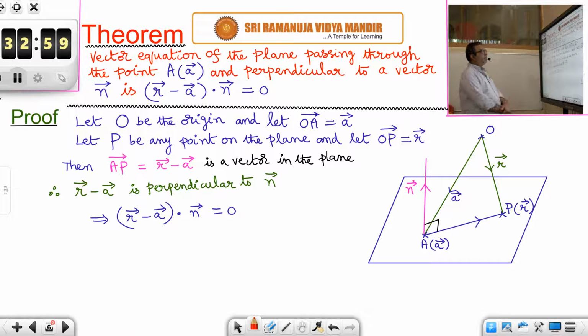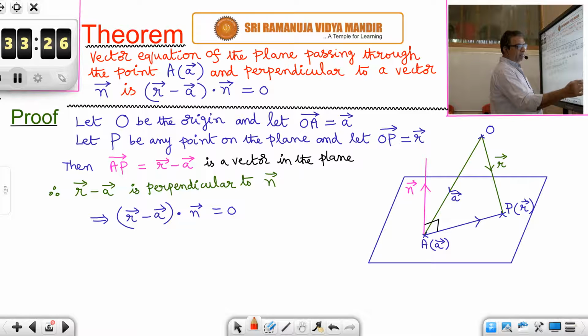The vector equation of the plane passing through the point A, in brackets, of course, its position vector A bar, and perpendicular to the vector N bar is (R bar minus A bar) dot N bar is equal to 0. This is very easy. Let us see the plane. So, diagram.